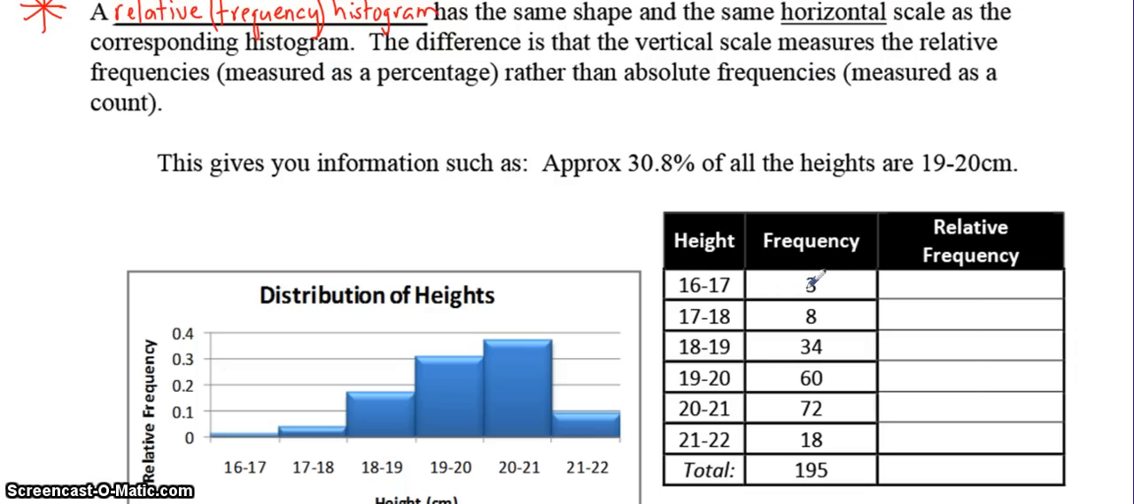So your regular histogram, your bar would go up to a frequency of 3. With a relative histogram, what you're going to do is take that 3 and convert it into a percentage. So if we know that there is 195 pieces of data, 3 divided by 195 gives you 0.015, and that's how high your bar would go. The next one, 8 divided by 195 would be 0.041. And you would continue that with all of your frequencies.